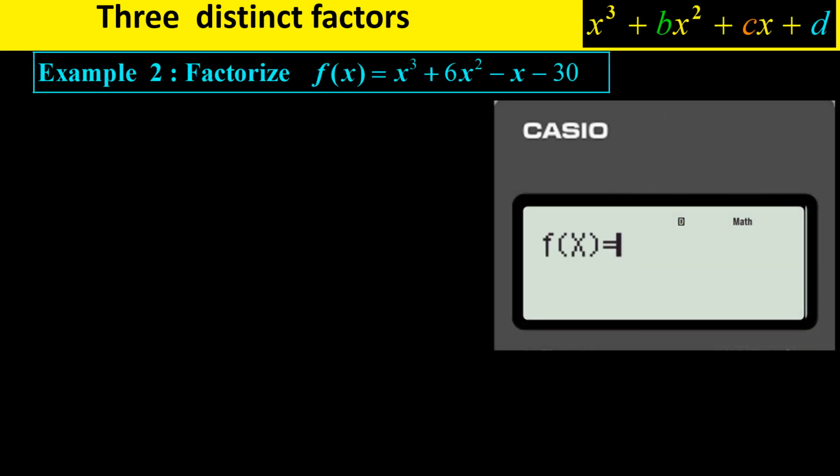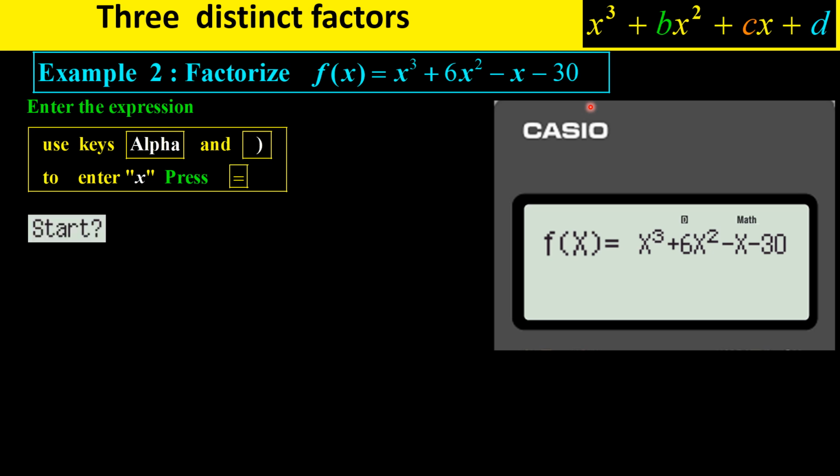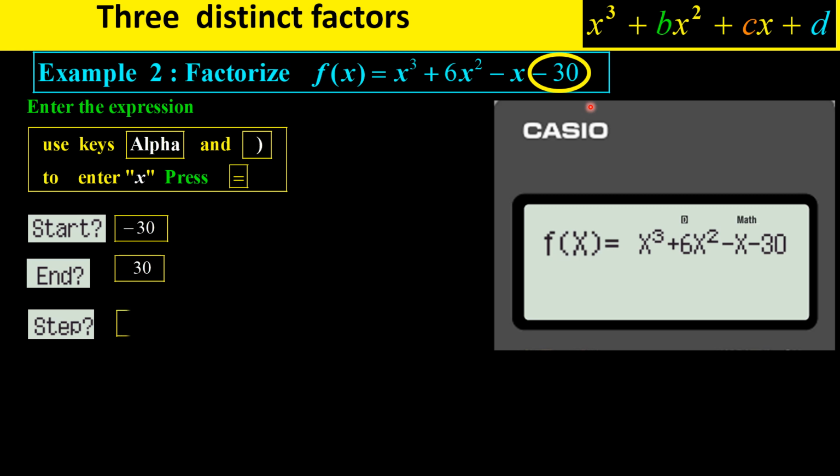Second example, f(x) equal to x cubed plus 6x squared minus 8x minus 30, with a negative constant there. So first of all, we have to enter our expression. Once we have entered our expression, we press equal, and after you press equal, you get start. There we've got a constant of negative 30. Let's start with negative 30, and I end with 30, and our step, we just always make it 1.